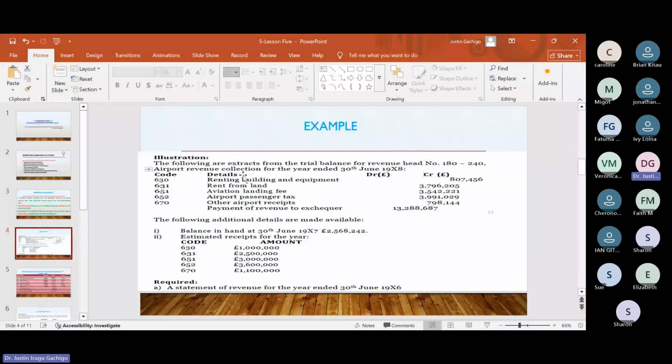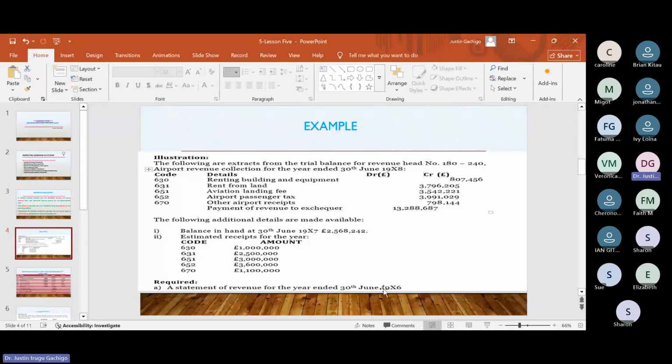The following is an extract from the trial balance for the revenue heads numbered 180 to 240, airport revenue collection for the year ended June 1998. So we have this code here: renting of buildings and equipment, that's an income, renting of land, aviation, airport, etc. These are the actual collections. Then we have the following additional details made available. Balance in hand as at 30th June. We have that balance there. Estimated receipts. These are the estimates now. Then we are required to do a statement of revenue for the year ended 30th June 1996.